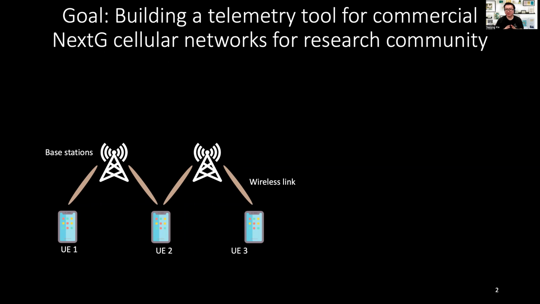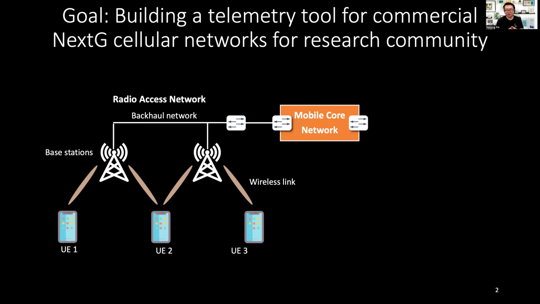Nowadays, cellular networks have attracted huge attention from the research community. In this work, we target building a telemetry tool for the whole research community to conduct measurements inside commercial cellular networks. This figure shows the typical structure of a cellular network. The base station provides wireless connection between the user equipment and the network. All the base stations are connected via a backhaul network, and the traffic from the cellular base station is routed to the mobile core network and then to the cloud.